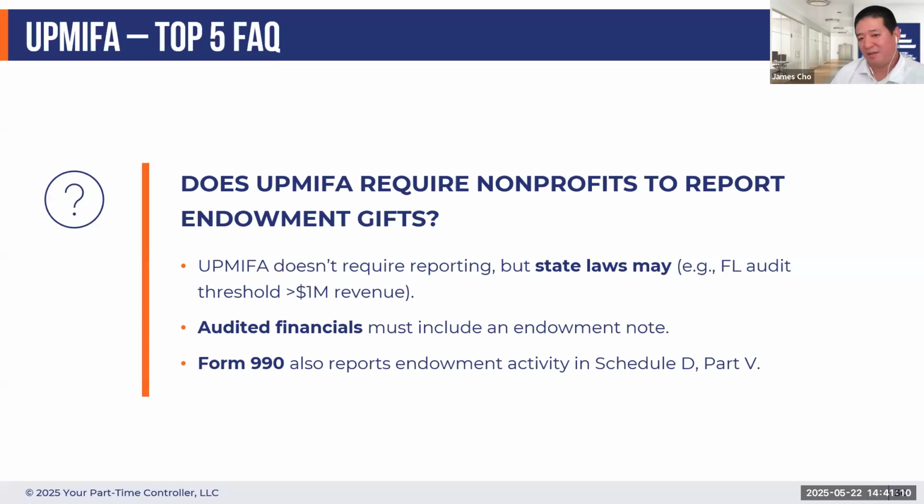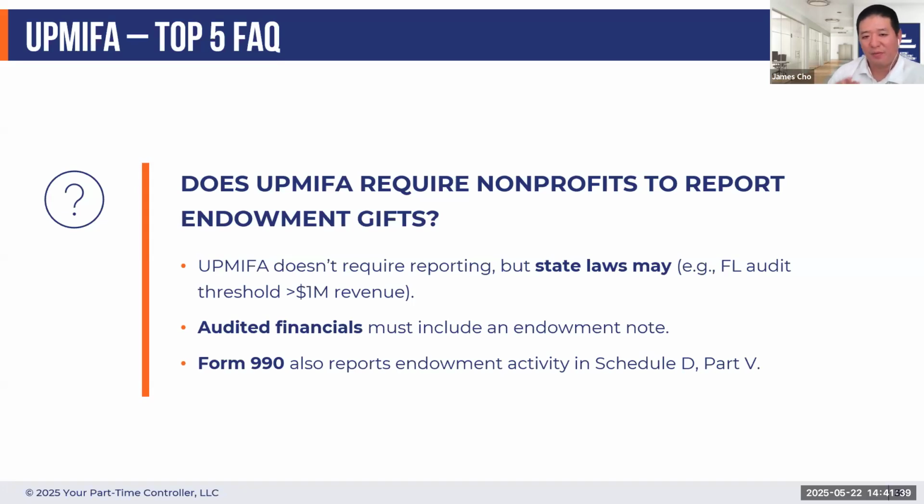Not all the states, but most of the states have a threshold where you're required to do an audit. For the state of Florida, it's $1 million. So if you have 1 million in revenue, you are required to do an audit. If you're required to do an audit, the auditors will notice some funds coming into your organization. And if it's an endowment gift, they'll ask for the gift instrument to read it, make sure they understand it and it's accounted for correctly.